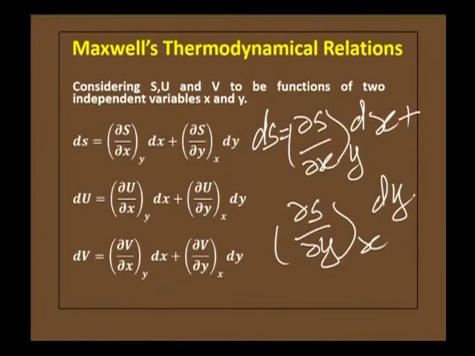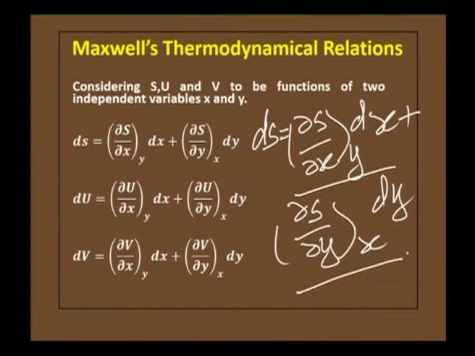Here dS is the change in entropy, where x and y are variables. So, keeping y as constant and differentiating, the first term turns out to be ∂S/∂x, y being constant with respect to dx, plus similarly keeping x as constant and differentiating with respect to y, the second term turns out to be ∂S/∂y at constant x into dy. So, this is for the change in entropy.